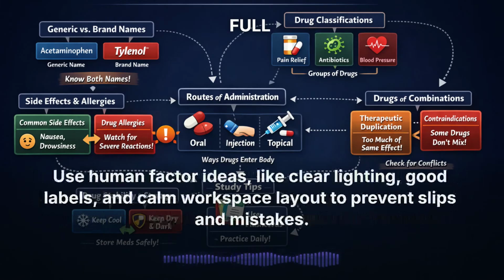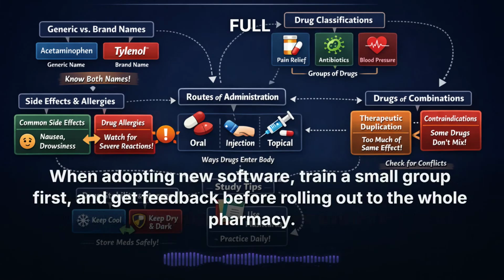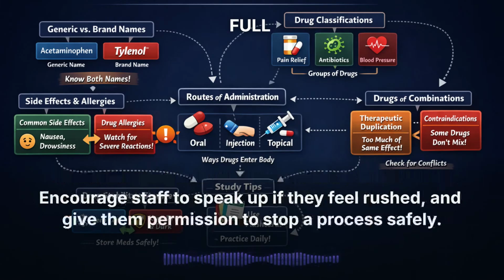Use human factor ideas like clear lighting, good labels, and calm workspace layout to prevent slips and mistakes. When adopting new software, train a small group first and get feedback before rolling out to the whole pharmacy. Encourage staff to speak up if they feel rushed and give them permission to stop a process safely.